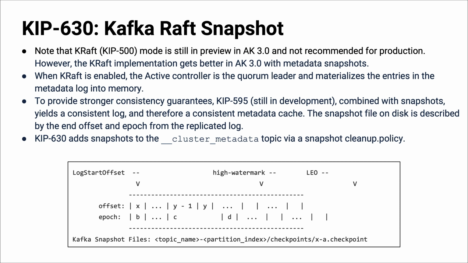Well, what KIP 630 does is it introduces a new cleanup policy, right? Historically, we've got compact and delete as cleanup policies. Now we've got one called snapshot. And right now it just works on this internal topic. I kind of think maybe this is going to grow legs and be useful elsewhere in Kafka in the future. Right now, it's just for creating snapshots of the metadata log for use by the quorum leader.